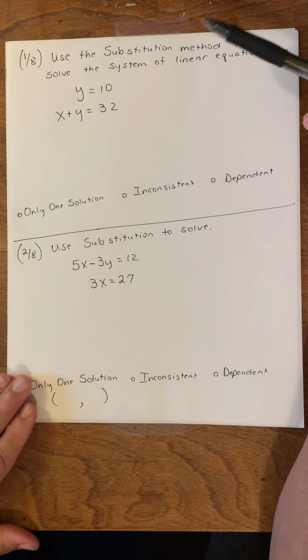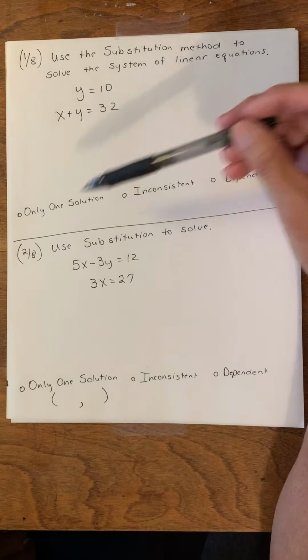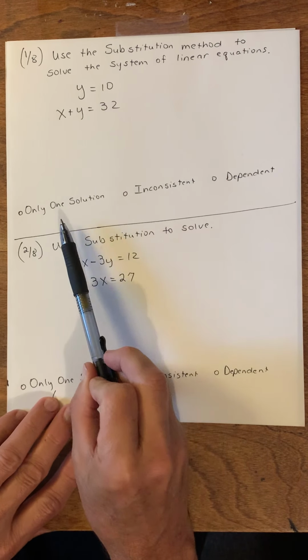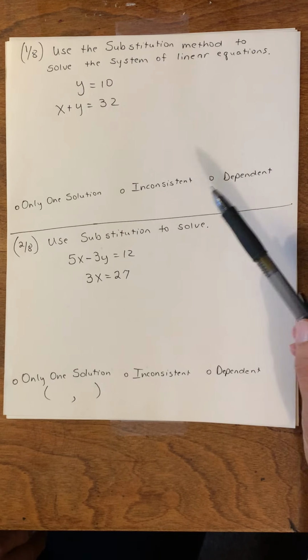All right, here we go. Now, each of these problems says use the substitution method to solve, and then at the bottom, there's only one solution, it is inconsistent, or it is dependent. What in the world does that mean?